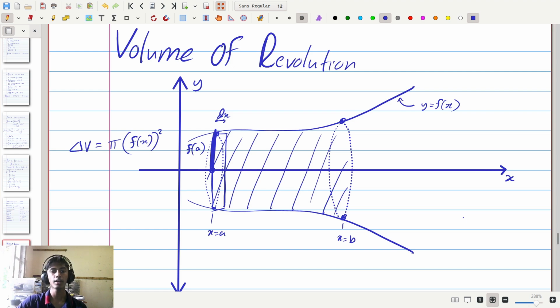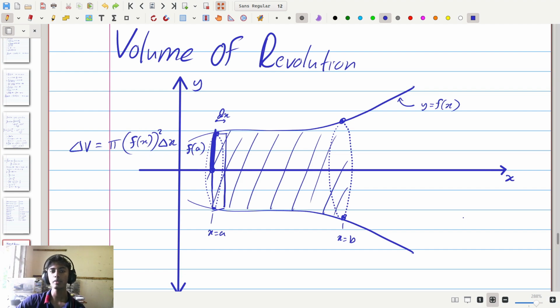So therefore the height is dx, which I'm going to write as delta x, because we're not going to take it as being a very small volume yet. We're going to take it as being some finite large volume. We're not going to take the limit as it approaches 0. So then this small volume of this cylinder, delta v, is equal to pi times the function squared times delta x.